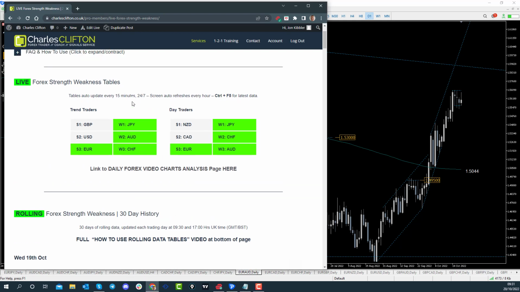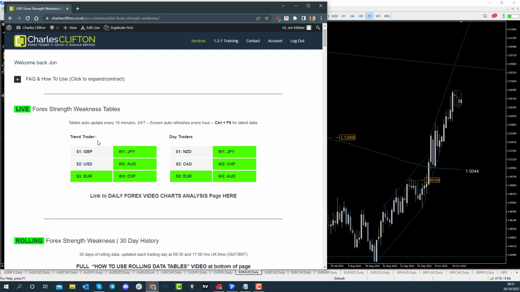Here in front of us we have the live Forex strength and weakness tables. We can see that we have two tables: the trend traders table and the day traders table. These are the same studies, just showing us different time frames. Some of the currencies are highlighted in green. That means there is a confluence between the two tables and the two time frames. The tables auto update every 15 minutes, 24/7, so wherever you are in the world you can access these at any point and get live up-to-date data.